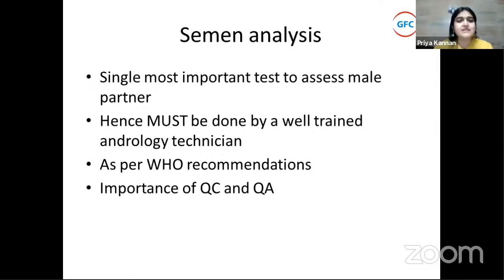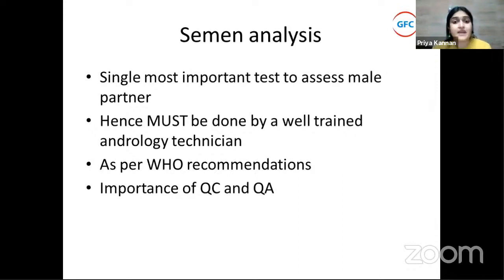A semen analysis is the single most important test that we'd be doing to assess the male partner, apart from the physical examination. Hence, the person who is assessing and reading the sample must be quite well trained. We don't want anybody looking at the semen sample and giving us an answer. There is a way in which we train the person. They do at least about 100 samples before we give them independent charge of giving me a result on a particular sample.